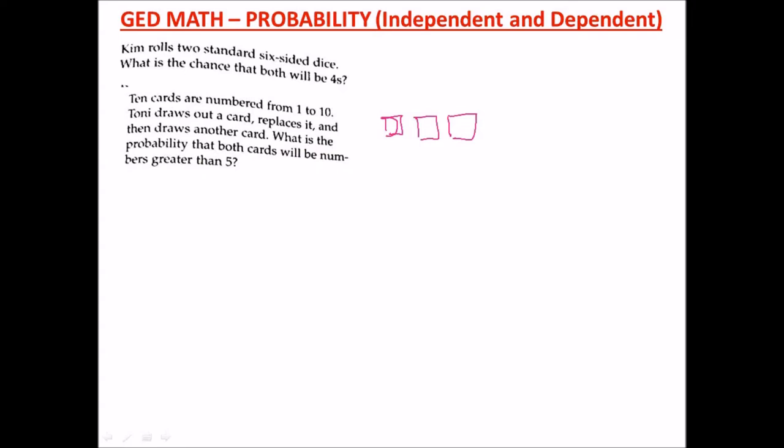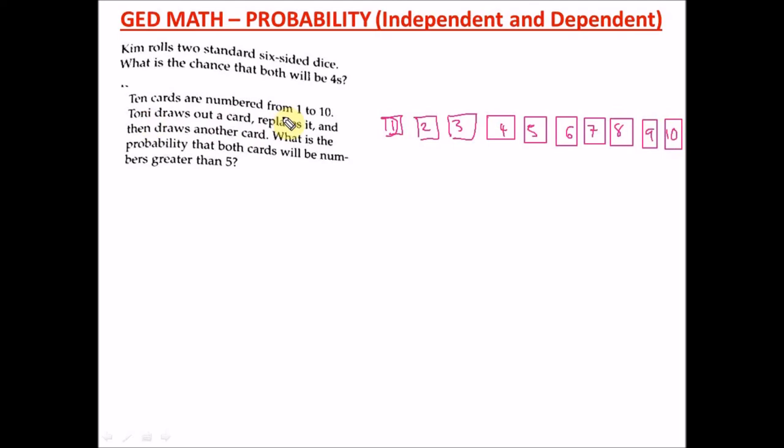Okay, we have to draw all these cards. All right. So we have 4, 5, 6, 7, 8, 9, and 10. Okay. So it says 10 cards are numbered 1 to 10. So we have 1, 2, 3, 4, 5, 6, 7, 8, 9, and 10.